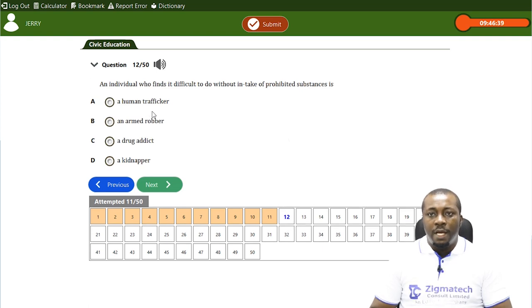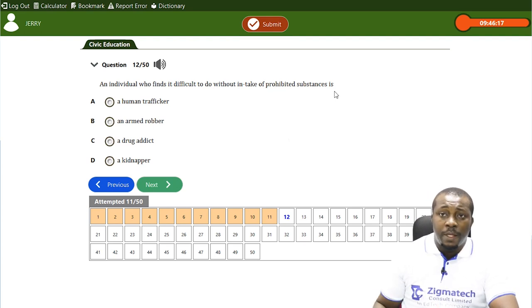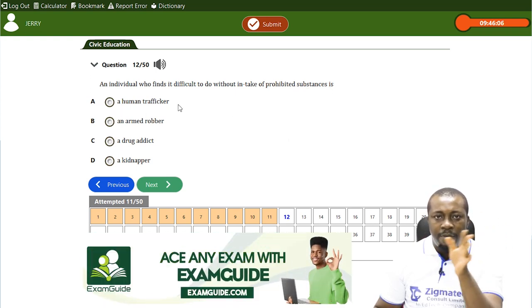Now, this question says, an individual who finds it difficult to do without the intake of prohibited substances is... Remember, when we talk about prohibited substances here, we are referring to drugs. And this topic takes your knowledge on drug use and drug abuse, which is in SS2. So an individual who finds it difficult to do without an intake of a prohibited substance is a human trafficker? No, it's not a human trafficker. A human trafficker is a person whose business is about selling human beings and making money from it.